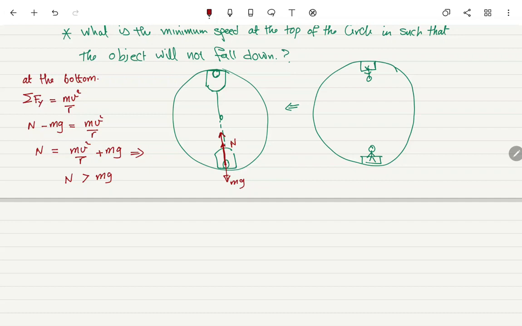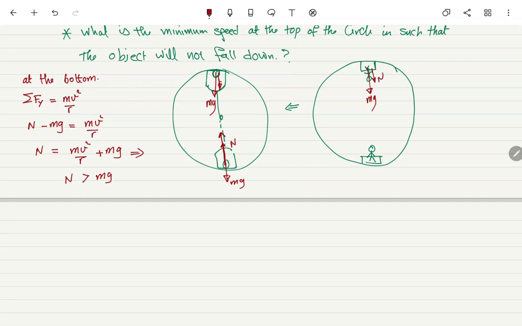To solve the situation at the top of this vertical circular path, we have the weight going down, and the normal force exerted by the basket on the object, also directed downward. Now again, in the loop-the-loop experiment, same thing here. The weight of the pilot is going down, it's mg, and the normal force exerted by the seat on the pilot is going here. This is the normal force.